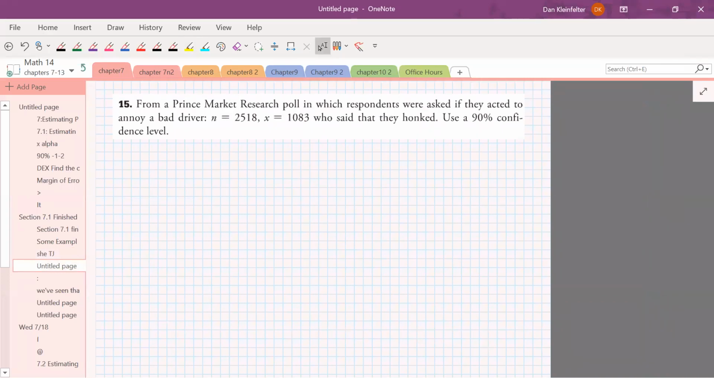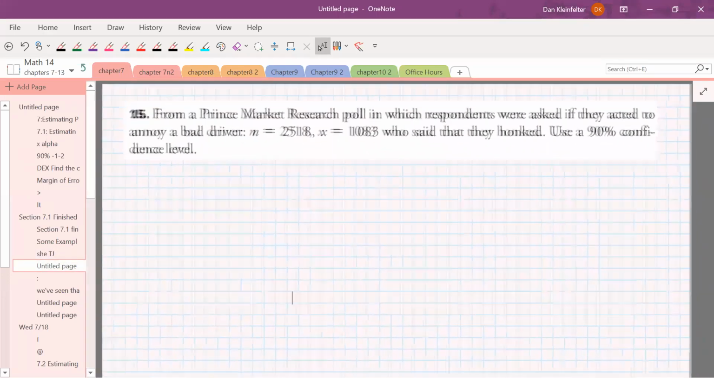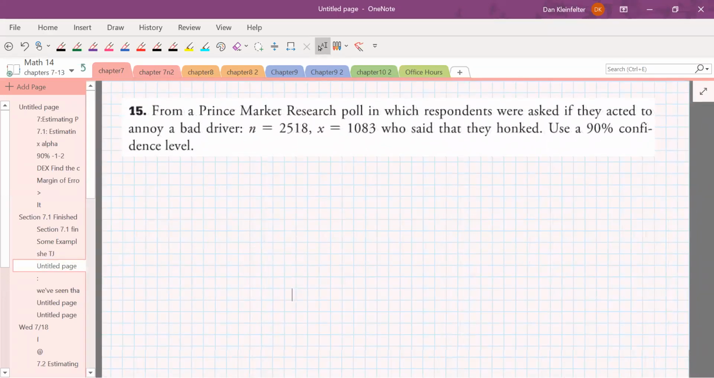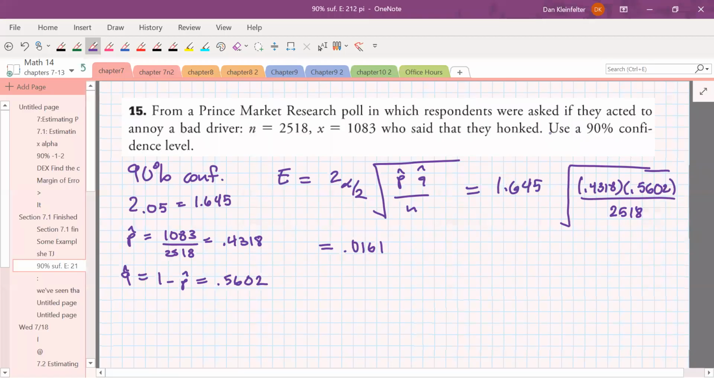Okay, so here we're going to produce a confidence interval from a Prince Market research poll in which respondents were asked if they acted to annoy a bad driver. The n is 2,518, the x is 1,083 who said that they honked. We use a 90% confidence level. All right, so let's see how this plays out.